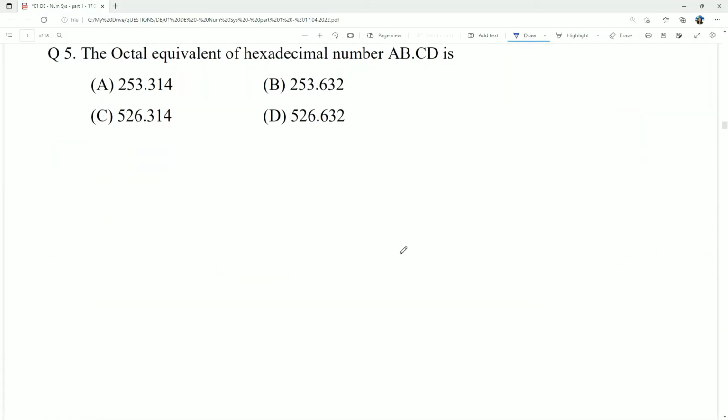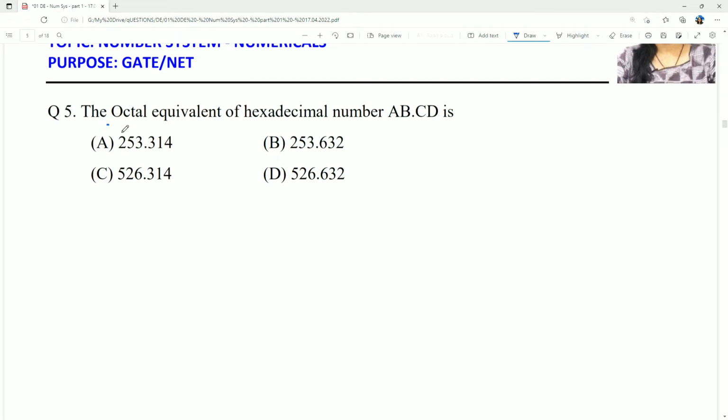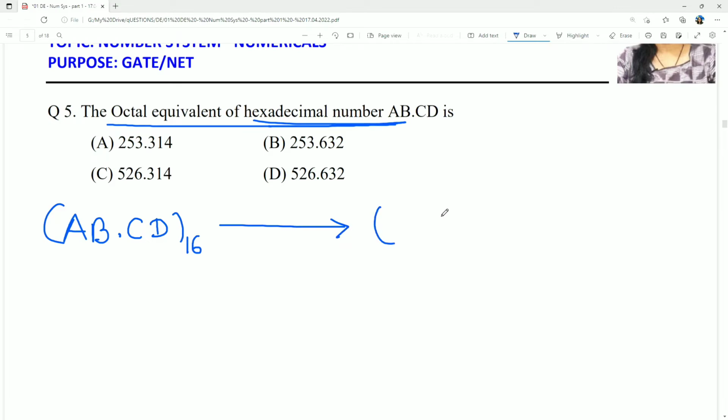Now the next question is the octal equivalent of a hexadecimal number. You have a number which is AB.CD having base 16, because this is a hexadecimal number system, and the examiner wants you to convert that number into octal. Fine. So what will be the solution? See, this conversion can be executed with the help of 2 steps.